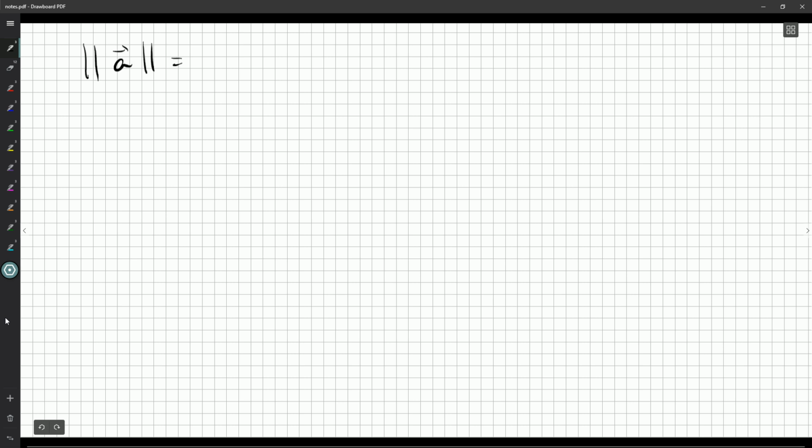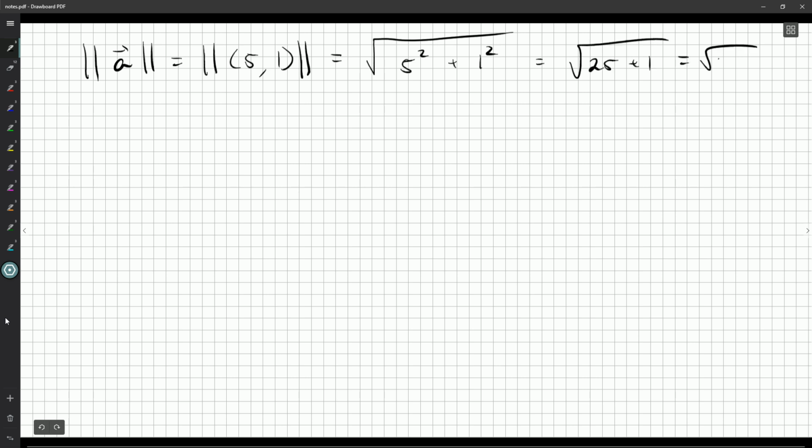So vector A is (5, 1). So we go ahead and compute its length by squaring each component, adding the result, and taking the square root. So we've got the square root of 26. That's the length of A.